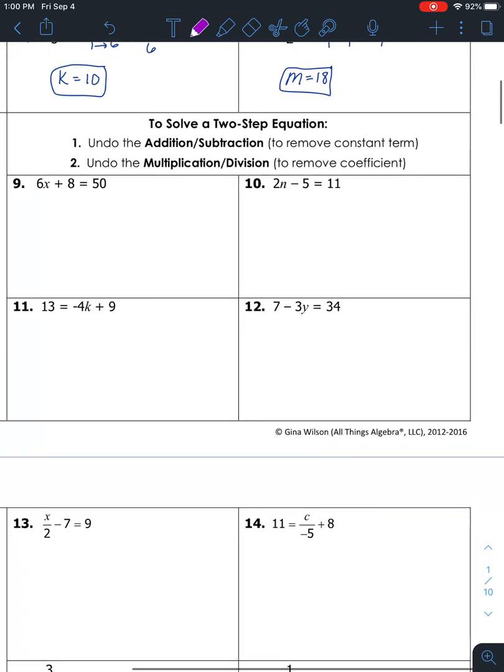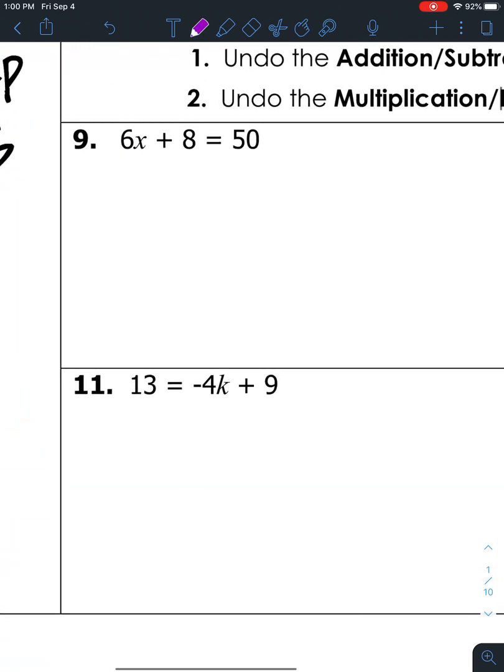So what does that mean? We have to do our adding and subtracting first, and then we have to undo the multiplying or dividing. That's what's being done to our variable. All right, so let's jump into some examples here.